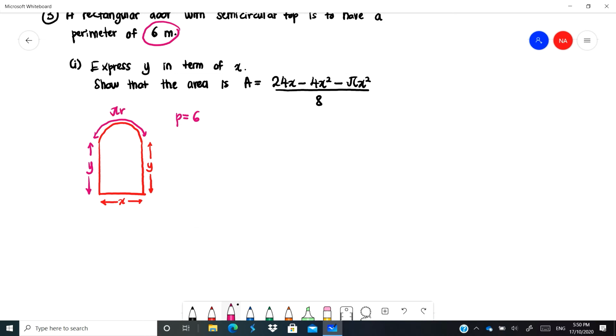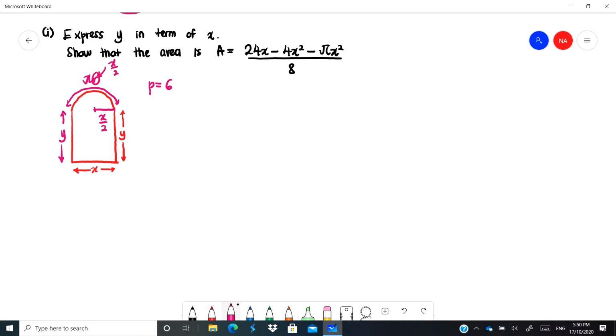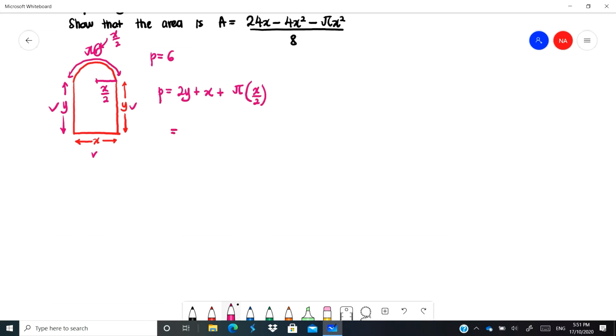Since the radius is half of x, r is x over 2. So we're going to substitute the value of r with x over 2. Please note that r will be substituted with x over 2. First we write the formula for the perimeter in this case. We'll have 2y plus this dimension, which is x, plus pi r, where r is x over 2. So this simplifies to 2y plus x plus pi x over 2.